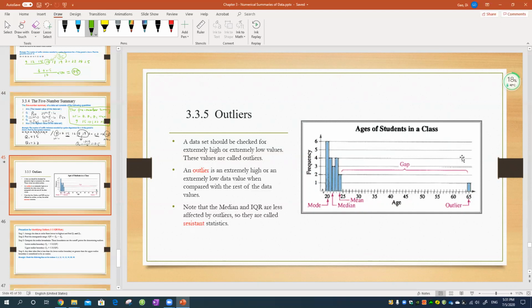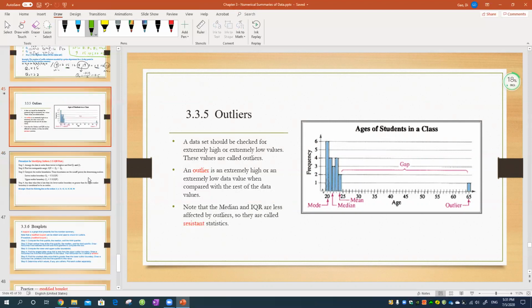So if we look at this example, ages of students in a class, we have this 65, which is far away from the majority of the group. So we consider 65 as a potential outlier. And again, we want to mention that the median and IQR, the interquartile range, are less affected by outliers. So they're called resistant statistics.